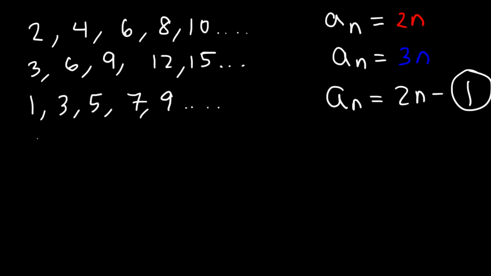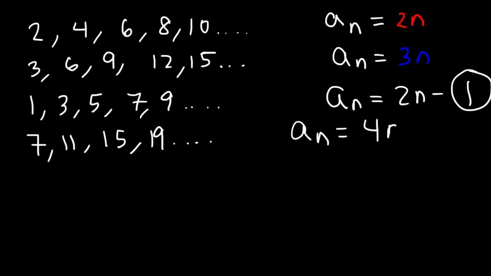Consider this example: 7, 11, 15, 19. So based on the previous example, write a general equation for this one. We can see that the slope, or the common difference, is 4. 7 plus 4 is 11, 11 plus 4 is 15, and so forth. So there's going to be a 4n. Now the first term, a of 1, is 7.